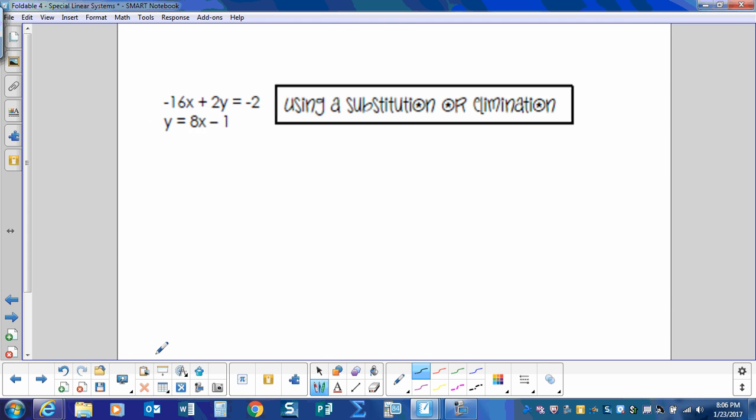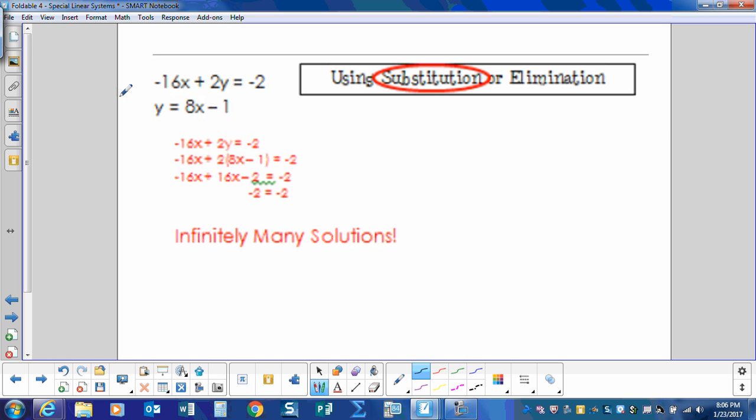So go ahead and solve using substitution or elimination on this one. And in this instance, since the y was already isolated, substitution may have been a better way to go. And again, here we end up, our variable disappears, and we have a statement that -2 is equal to -2, and that is true. So that is infinitely many solutions. We can put any number in there and it'll work.